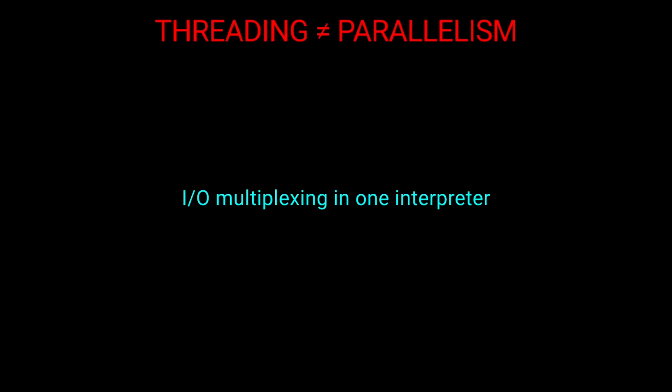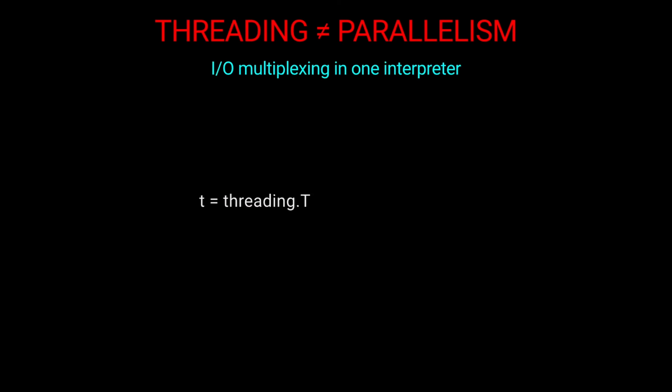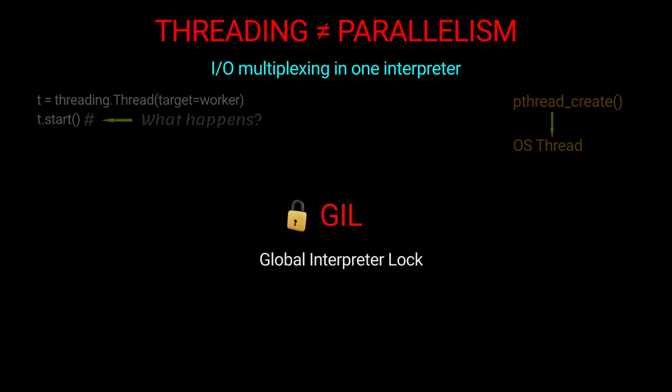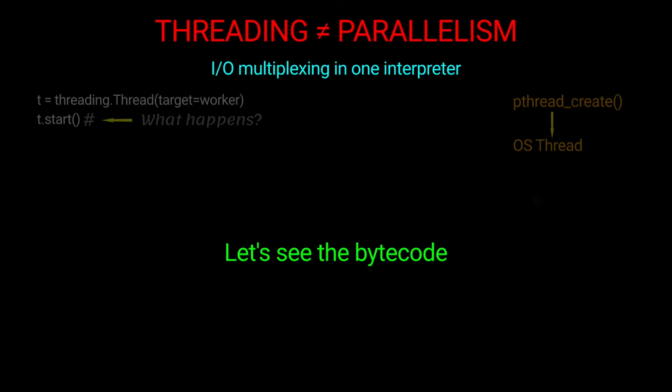Threading in Python isn't about parallel execution. It's about concurrent I/O multiplexing within a single interpreter instance. When you call threading.Thread, you're not creating a new process. You're registering a new execution context with the OS scheduler, all constrained by the global interpreter lock. Let me show you the bytecode and real benchmarks.